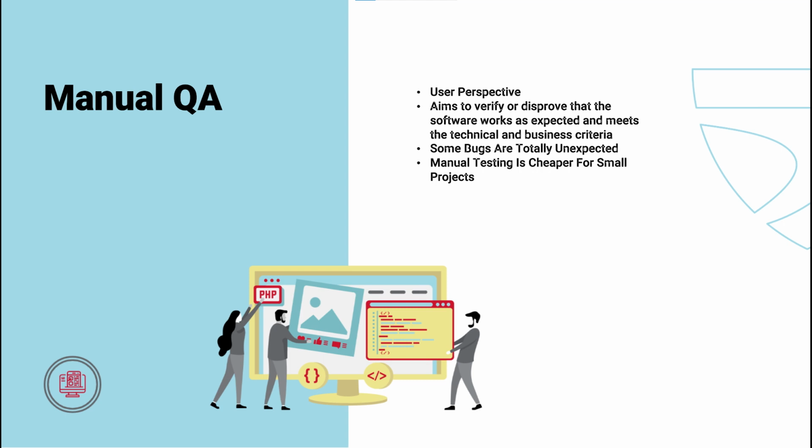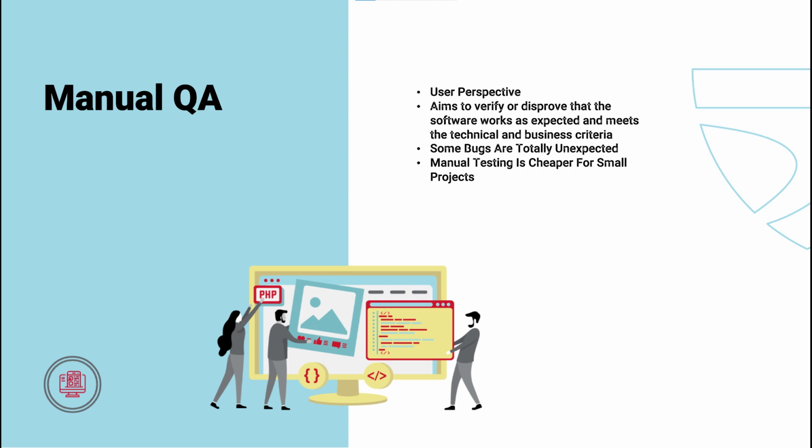Manual testing aims to verify or disprove how people expect software to work, or what goals a software application needs to meet, to say, okay, this is acceptable for the user. Also, there are some bugs that are totally unexpected that maybe automation cannot manage. And manual testers are a little bit cheaper in cost compared to automation ones.